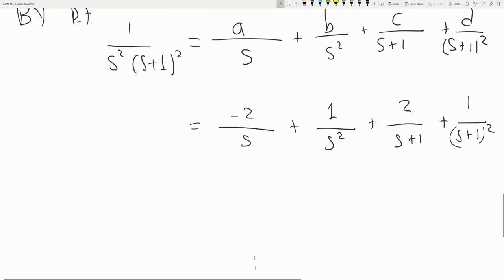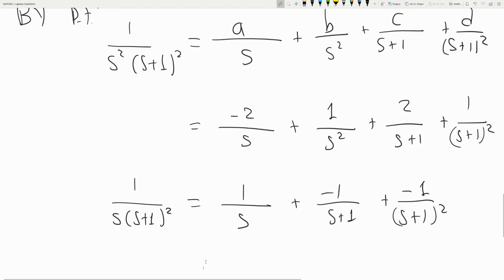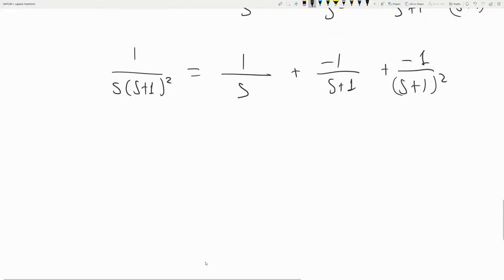Okay, and then the other guy, you get 1 over s, minus 1 over s plus 1, and minus 1 over (s plus 1) squared. So these are the two, and let's return.